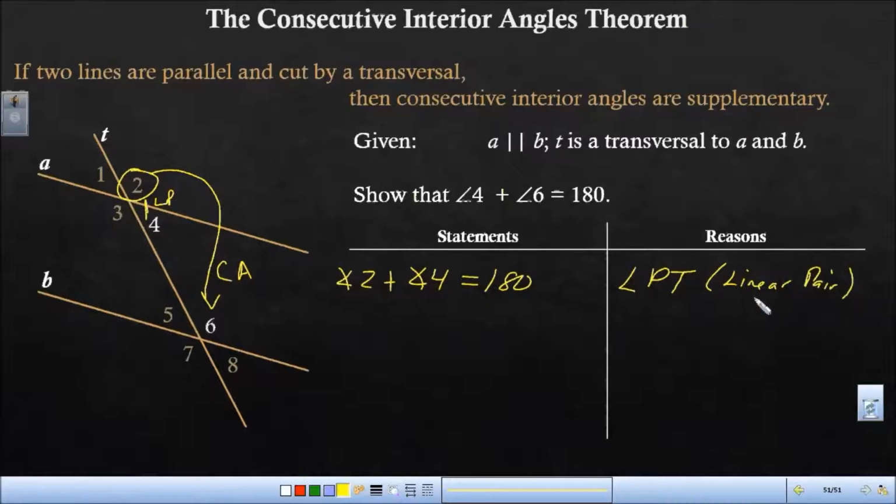Okay, and then we say that angle 2 is congruent to angle 6. This is the corresponding angles theorem. Alright, now, whenever you're congruent, you're equal. And what this allows me to do is to build a connection here into the supplementary angles. So we're going to replace 2 with 6. So angle 6 plus angle 4 is equal to 180 by substitution.